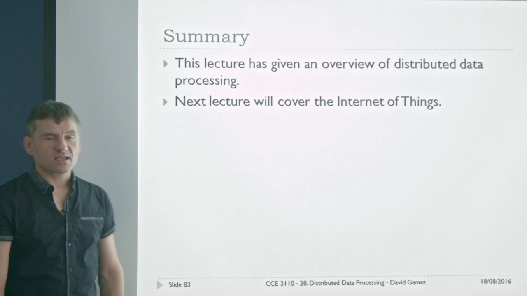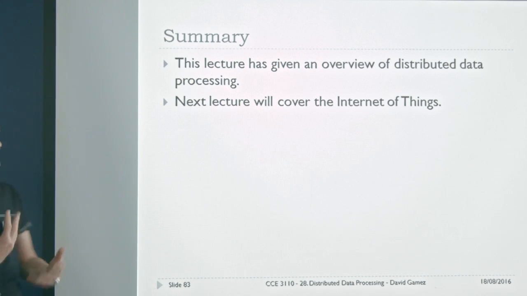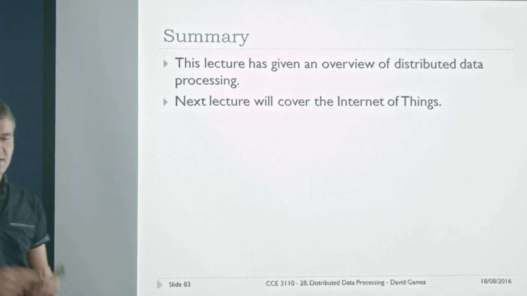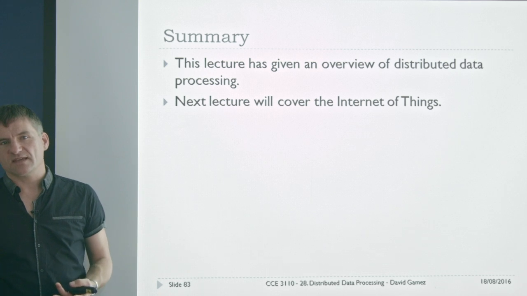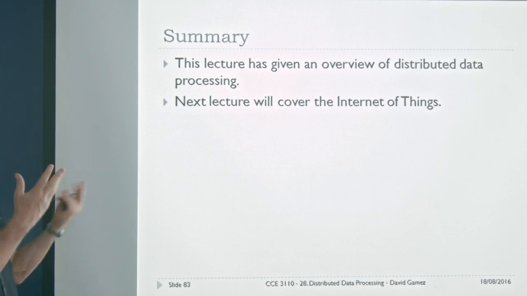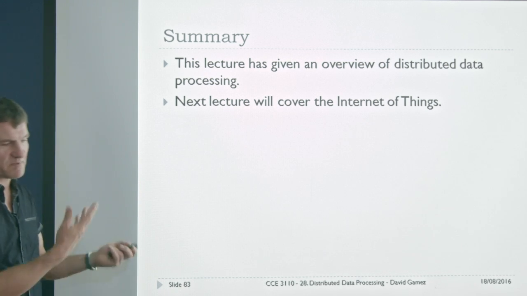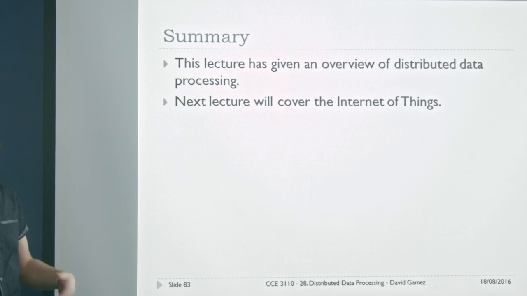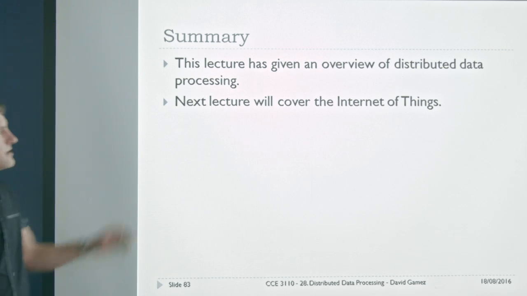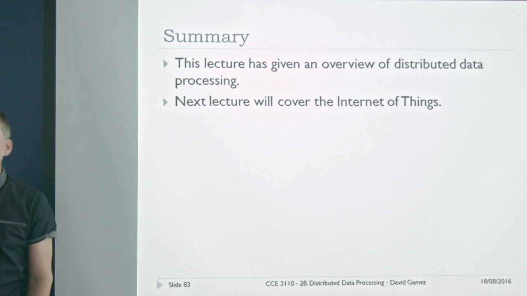Okay, so just to wrap it up, in this lecture I've given an overview of distributed data processing, which, as I said, is often used by large-scale internet applications, and the data processing frameworks, like some of the bigger Google ones, are themselves part of or independent large-scale internet applications. So next and final lecture, I'm going to talk about the Internet of Things.